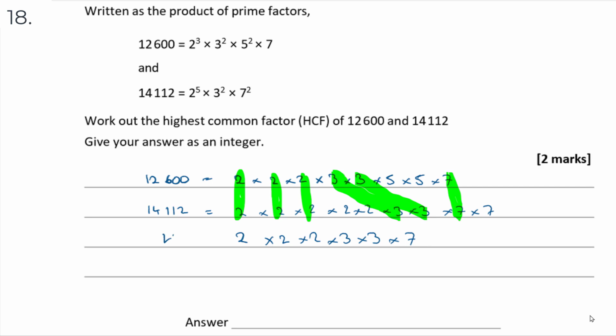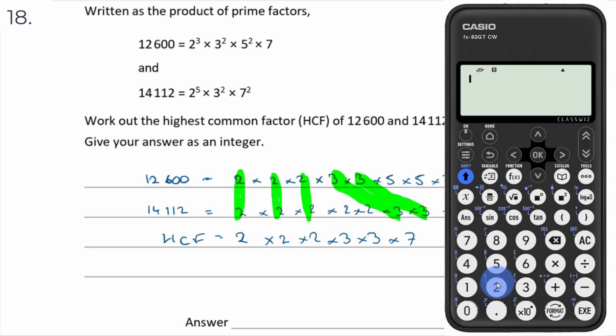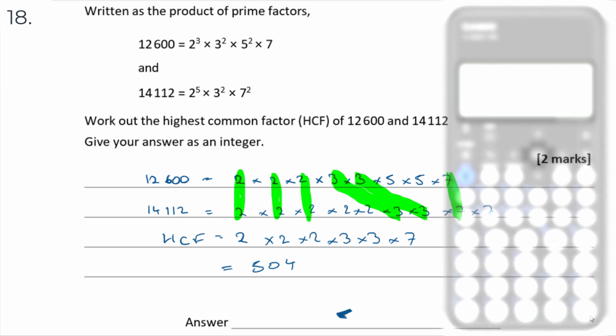Okay, and then if I multiply those all together, that is going to give me my HCF. So 2 times 2 times 2 times 3 times 3 times 7. What's that then? That comes out to be 504. Okay, so that's my HCF, 504.